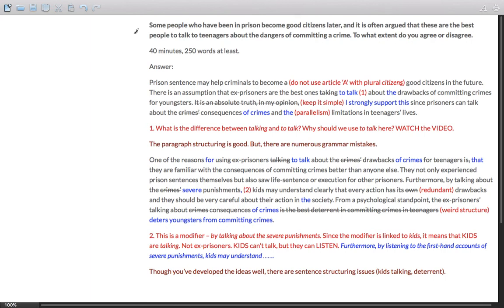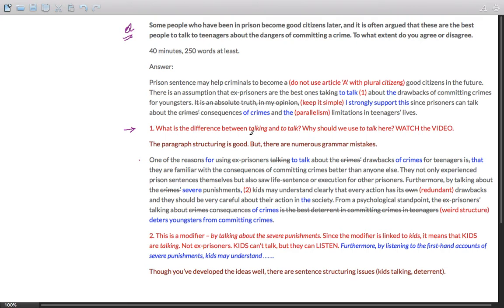Okay, so this is an essay a student has recently shared with me, and I would like to discuss a few mistakes in this essay. Though many of them are self-explanatory and do not require much elaboration, I would still like to point out a few things. The first is here.